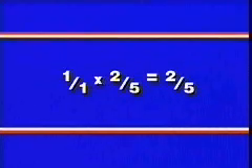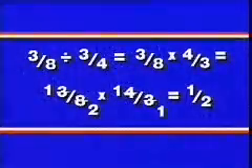Here's an example. 3/4 times 8/15. 3 is a factor of 3 and 15. And both 4 and 8 can be divided by 4. Therefore, the fraction would become 2/5.